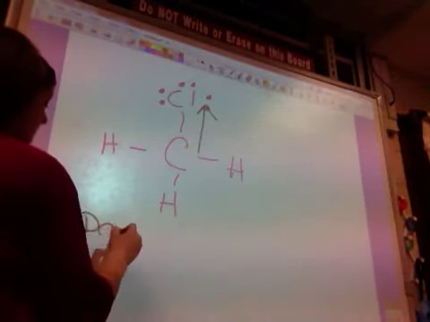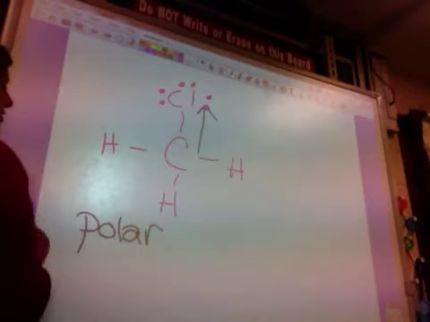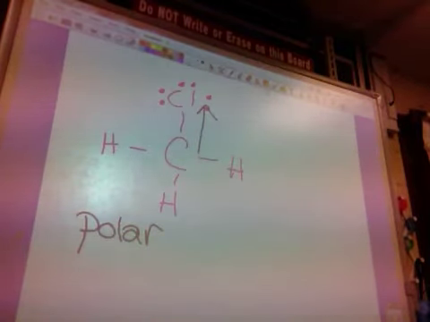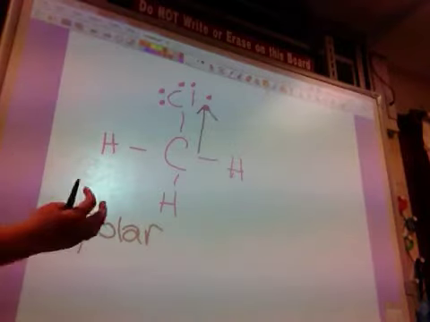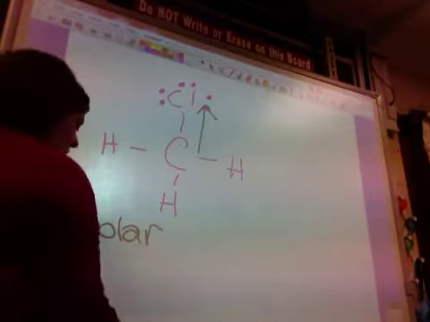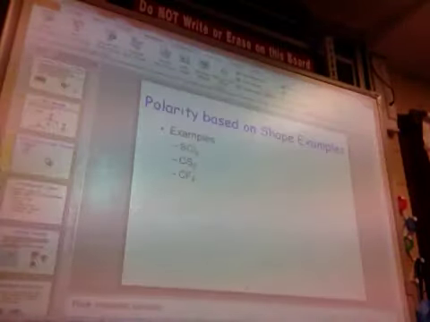It's going to be polar. So polar is really just telling us that we have some type of partial charges present. Nonpolar is telling us that the electrons are shared equally amongst the entire molecule.